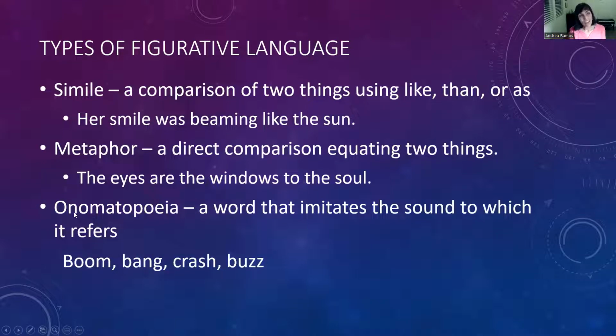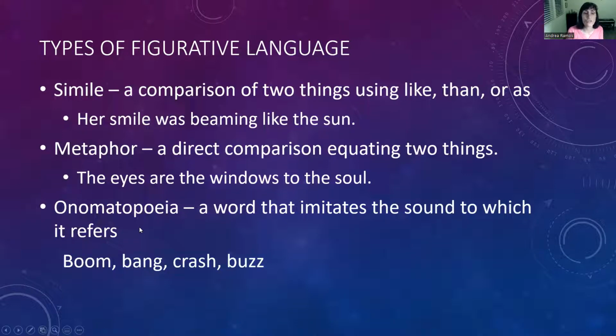This is a long word, onomatopoeia. Say that. Onomatopoeia. Good. This is a word that imitates the sound to which it refers. So boom is a word that imitates a sound. Imagine two things smacking into each other and making a huge boom, or maybe a firecracker. Boom, an explosion of some sort. Boom is a word that describes the sound. Bang, crash, buzz. Buzz imitates the sound that it's describing.